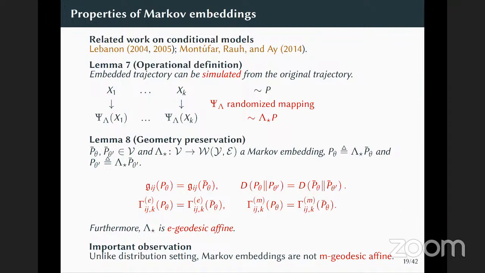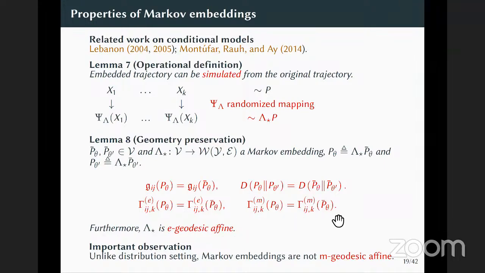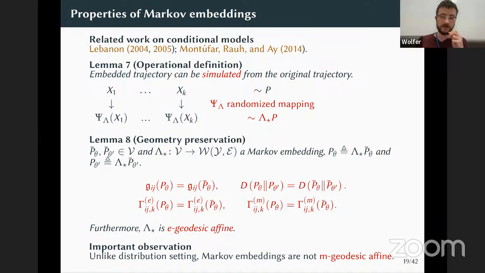Lambda star maps any E geodetic curve to an E geodetic curve. The image of an E geodetic curve under lambda star is an E geodetic curve. This is the definition of E geodetic affine. So lambda star preserves the E geodetic curve, but the M geodetic curve is not preserved. So E families are mapped to E families, but M families are not necessarily mapped to M families.